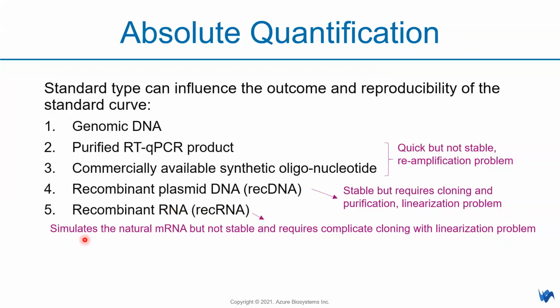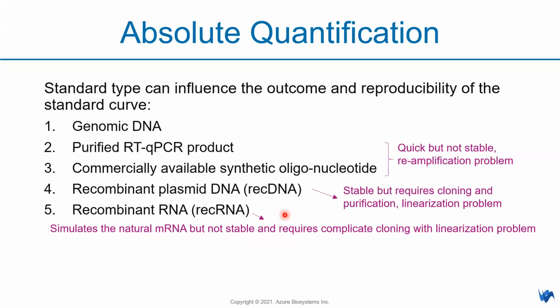So it simulates a natural mRNA in your sample, but it is not very stable because RNA is easily degraded, and of course, it's easily influenced by all other factors. This also requires complicated cloning and linearization as well. All this information you can look up in the literature. So different types of standards give you different types of disadvantages.